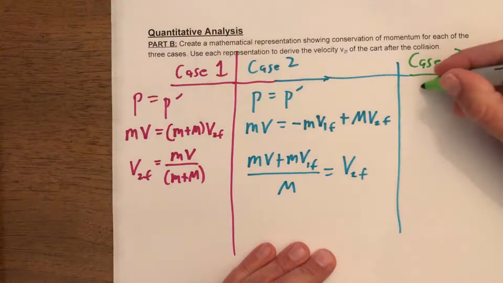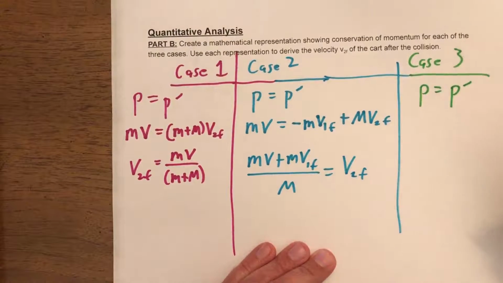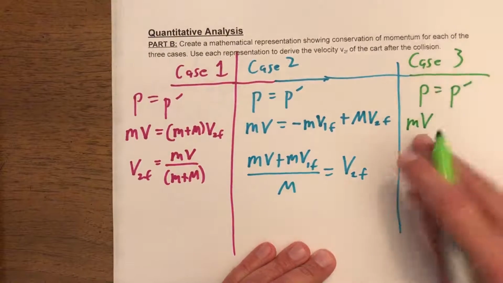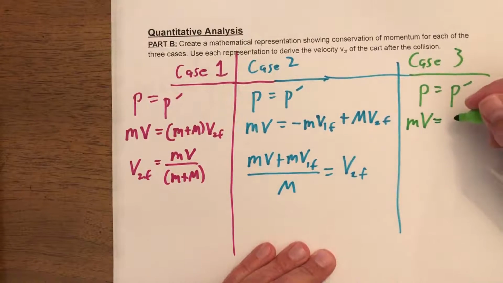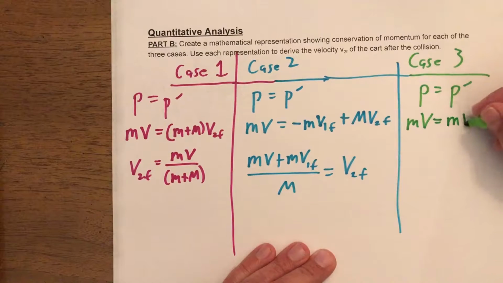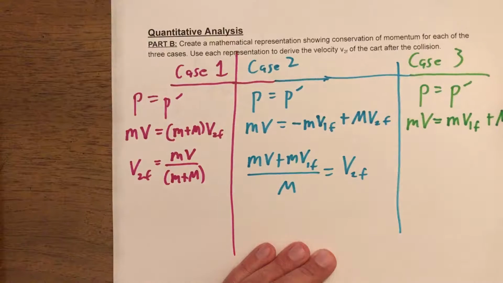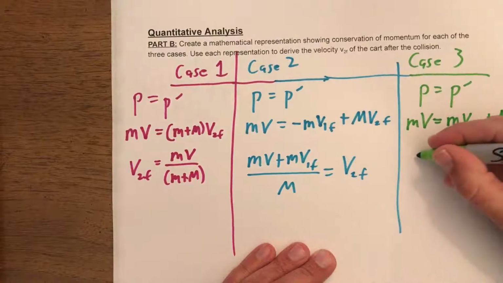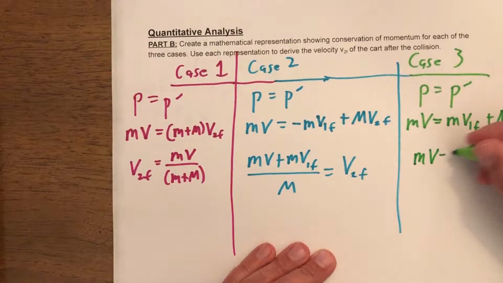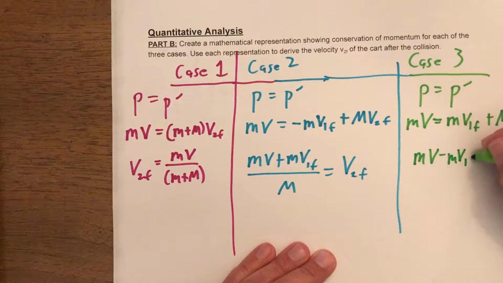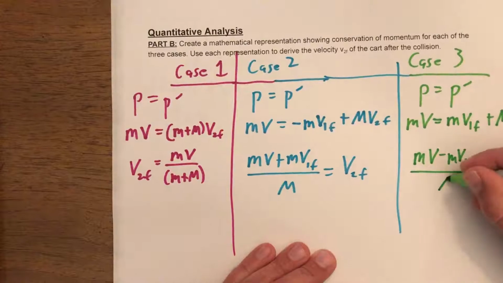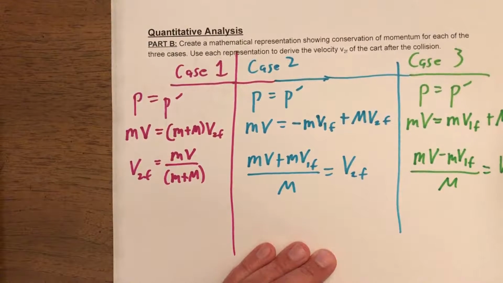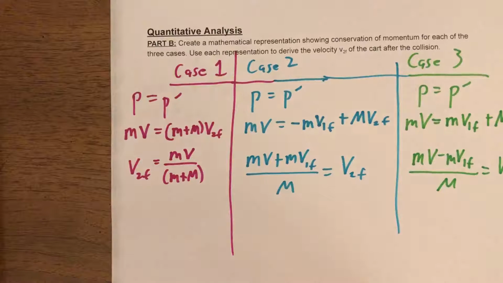So in that case, once again, the initial momentum is equal to the final momentum. We start off with mv as our initial momentum. This time, the dart is going to go through with some new final velocity forward, so it's positive, and that will be the big M times its v2f. So when I go to solve for this, first thing, I'll subtract this to the other side. So mv minus mv1f, and then I'll divide by that big M. And so there is my final velocity of the cart in that case.